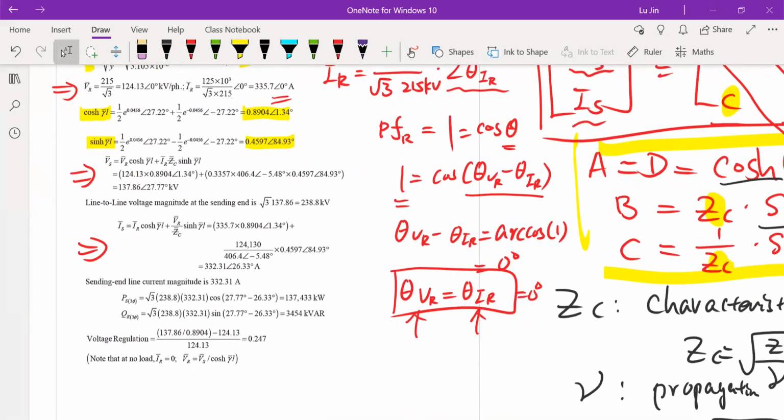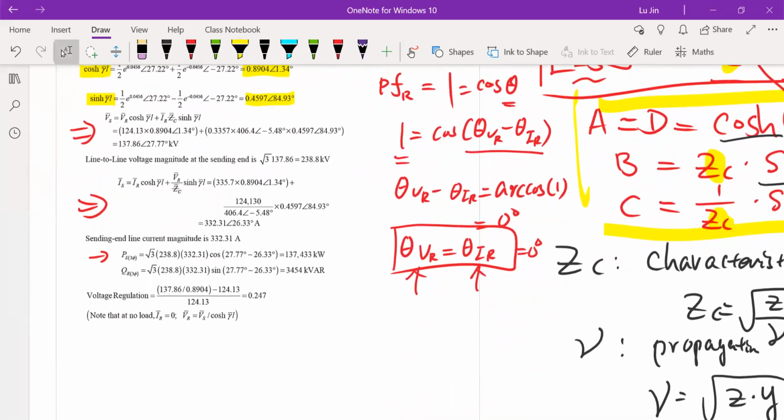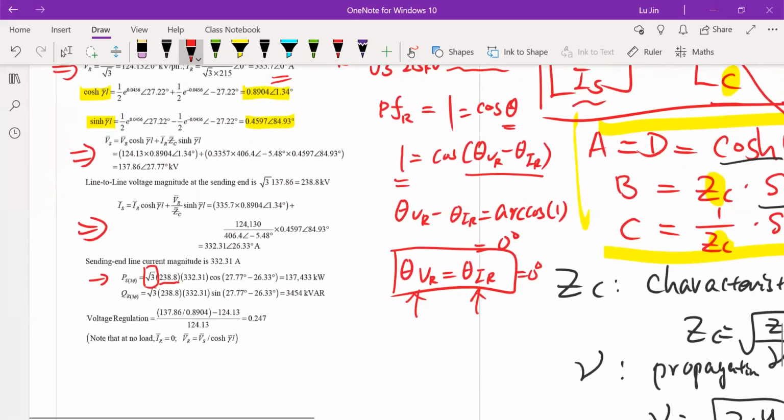The formula should be pretty simple. Regarding real power, of course, we are talking about the whole system, so including all three phases. So using square root of 3 multiplied by the magnitude of, I think, the phase voltage at the sending end. So let me check where it is.